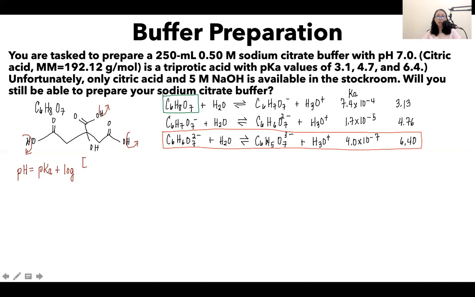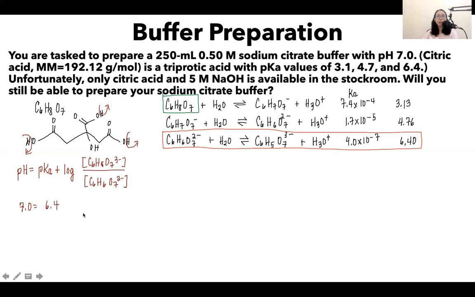Okay. Now, in the logarithmic term of our equation, we look at our basis. This third dissociation reaction, right? So our conjugate base is this one, citrate, C6H5O7 3 minus. And our weak acid component is C6H6O7 2 minus. Okay. Next, we have our target pH, which is 7.0. We have the pKa value, which is 6.4.